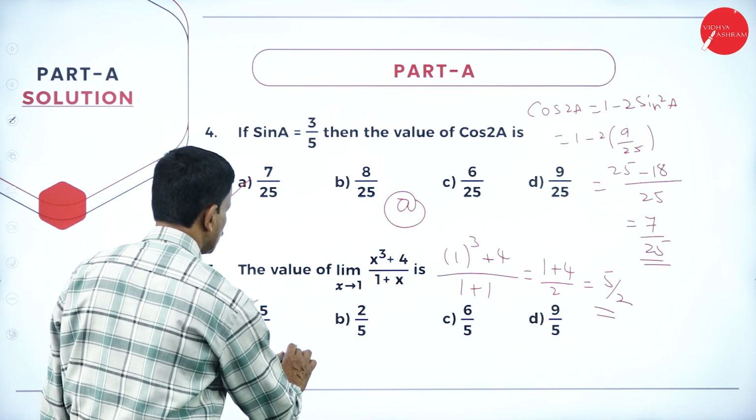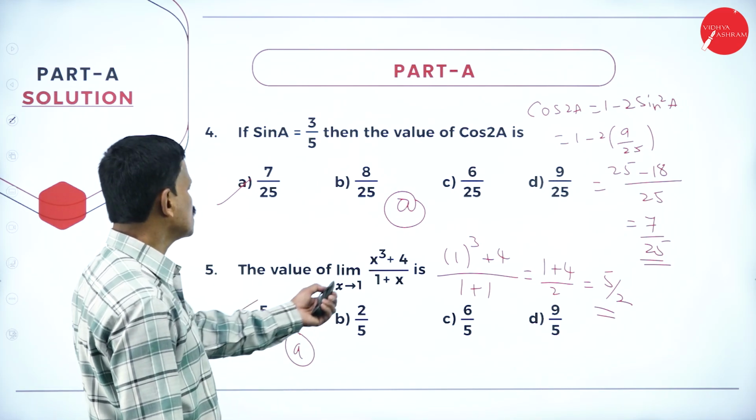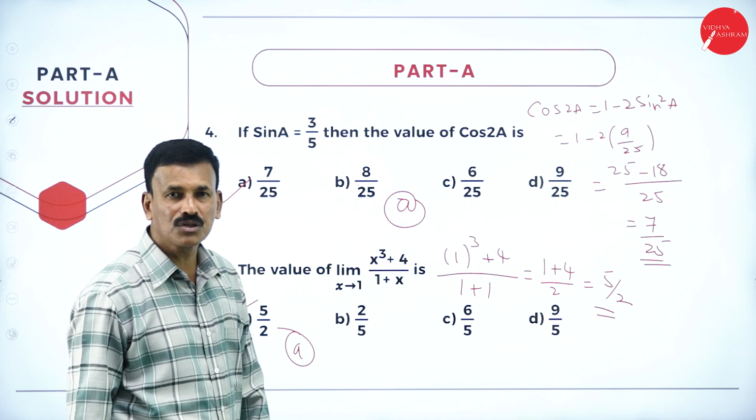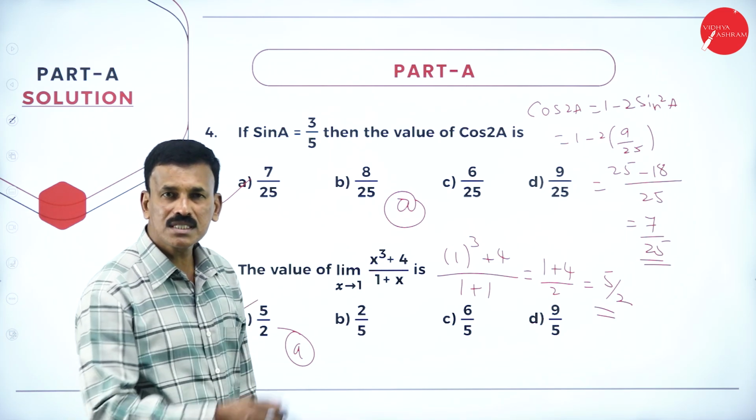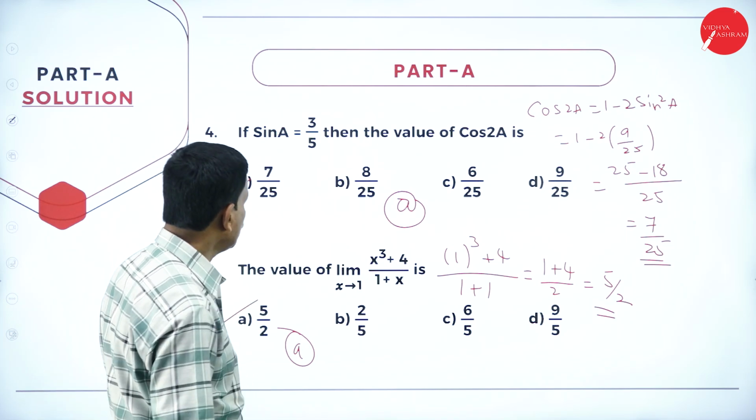So, option A. A is the correct answer. Just put x is equal to 1, that's it. You will get the answer. Okay. So, this is how we are going to solve this multiple choice question.